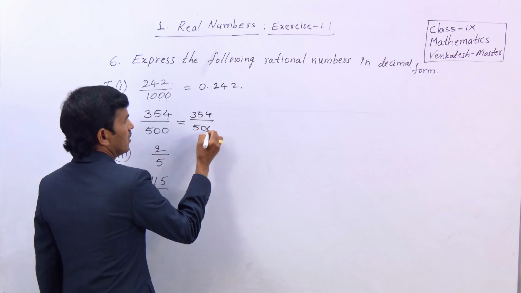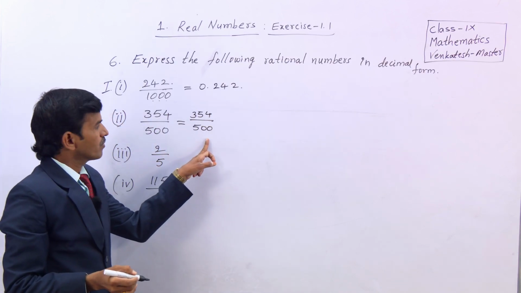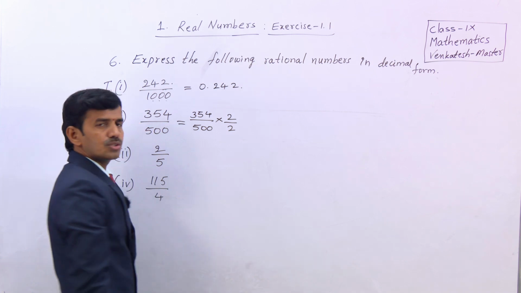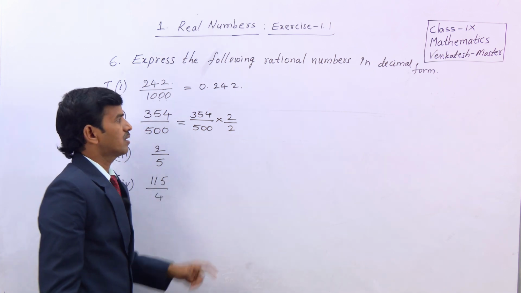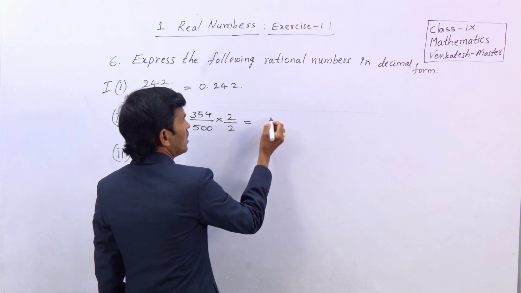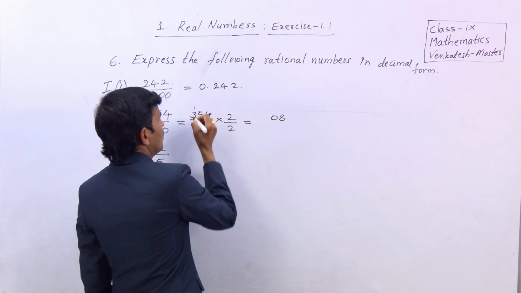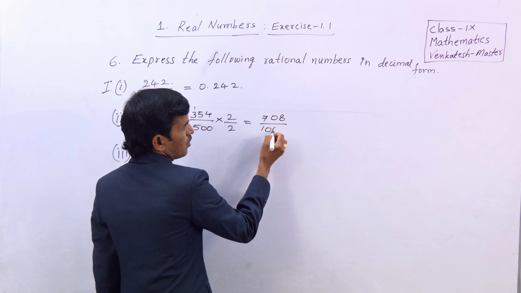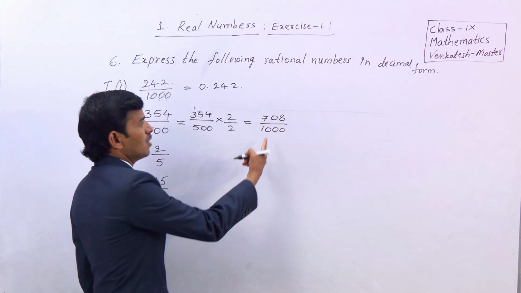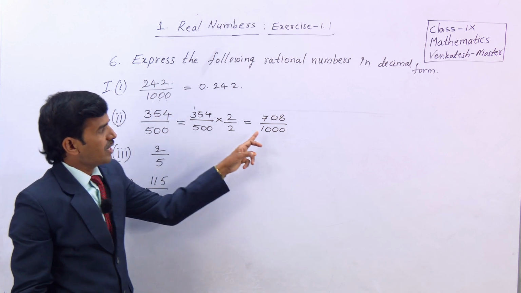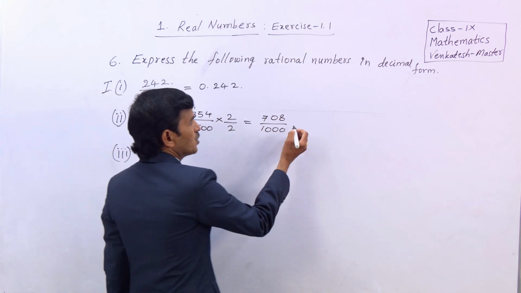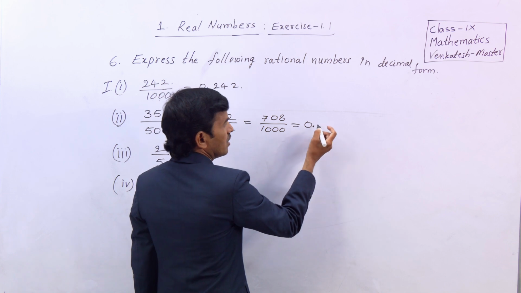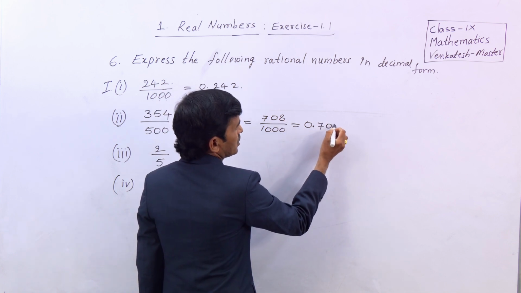Next, this one, if you observe, 354 by 500. In order to convert the denominator into 1000, a multiple of 10, we should multiply numerator and denominator by 2. Why? Because 5 2s are 10. So what does it become here? 2 4s are 8, 2 5s are 10, 2 3s are 6 plus 1, 7. 500 into 2 is how much? 1000. So now it is similar to the first one. When the denominator is a multiple of 10, 3 decimals must be there after the decimal point. So we can write 0.708.